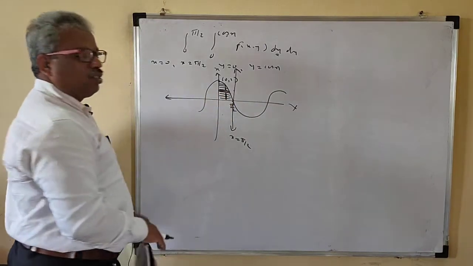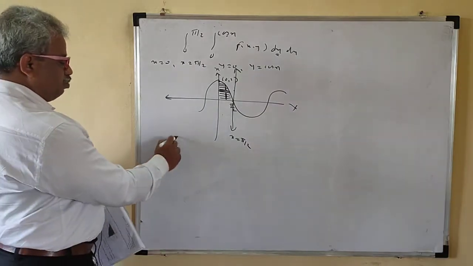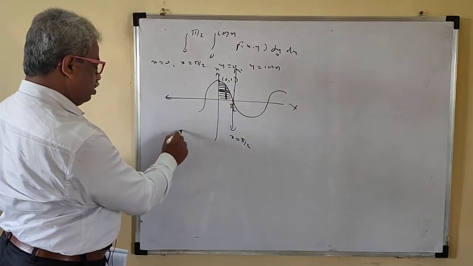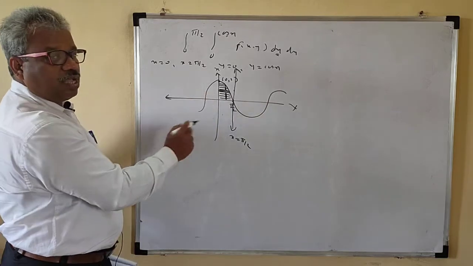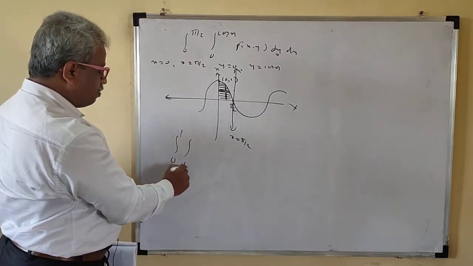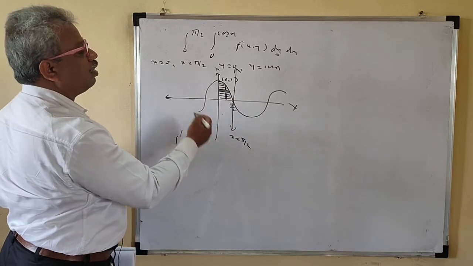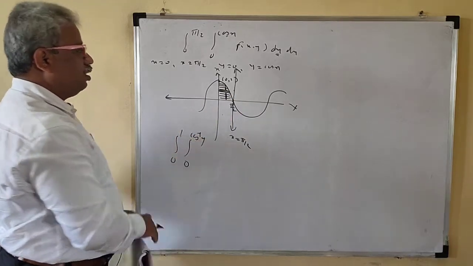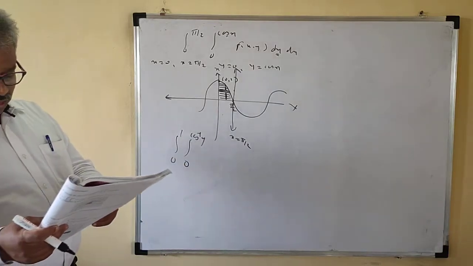In order to change the order of integration, our strip should be parallel to the x axis. If you are drawing the strip parallel to the x axis, first you have to write the limits of y. Your limits of y are 0 to 1. Then x from the left curve is 0 and x from the right curve is cos inverse of y.